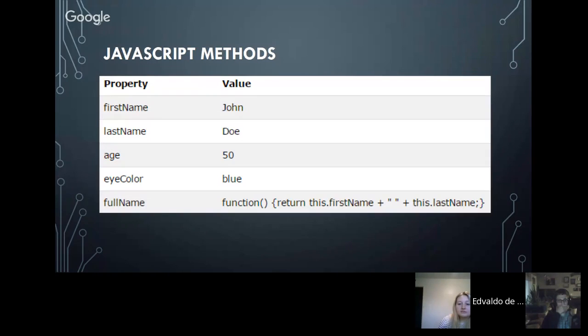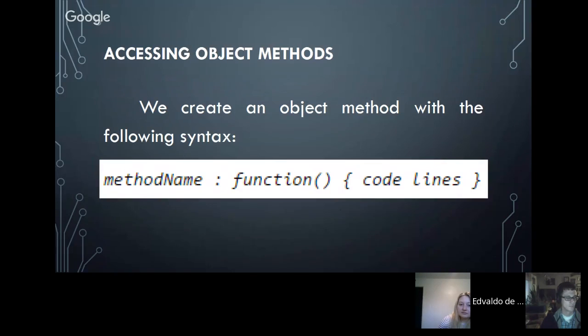And this is a function, a method, to call. When I call this function, it will return the first name and the last name for us. We have this example when we create an object method with the following syntax. We have a method name, after that we have the function, and we have our code lines.